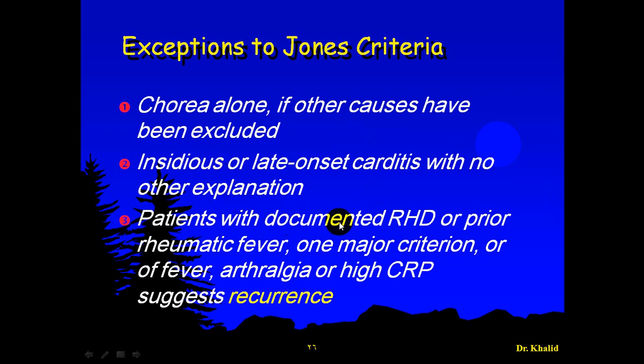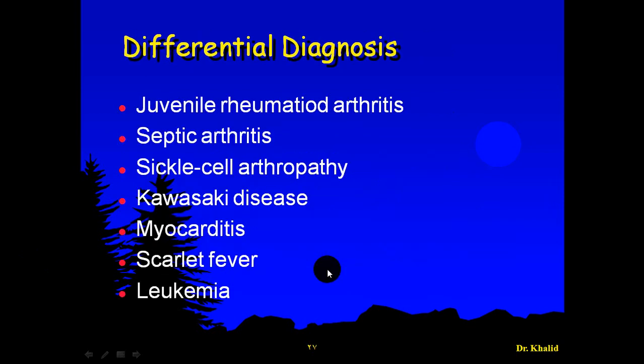A patient with documented rheumatic heart disease or prior rheumatic fever, 1 major criterion is enough, or fever, arthralgia, and high C-reactive protein suggest a recurrence. Differential diagnosis: juvenile rheumatoid arthritis, septic arthritis, sickle cell arthropathy, Kawasaki disease, myocarditis, scarlet fever, and leukemia.